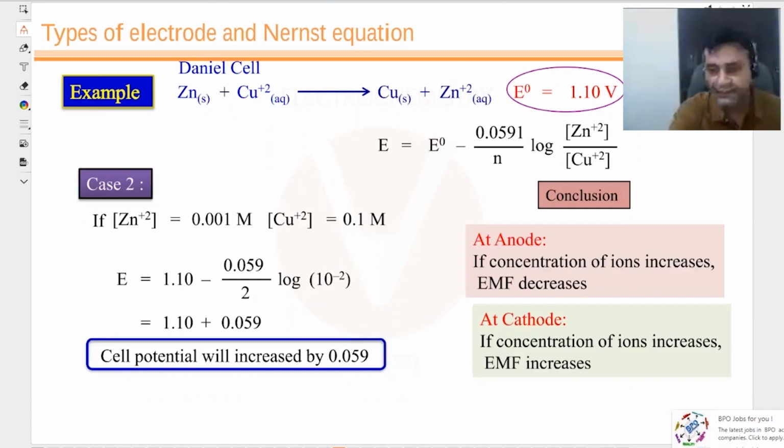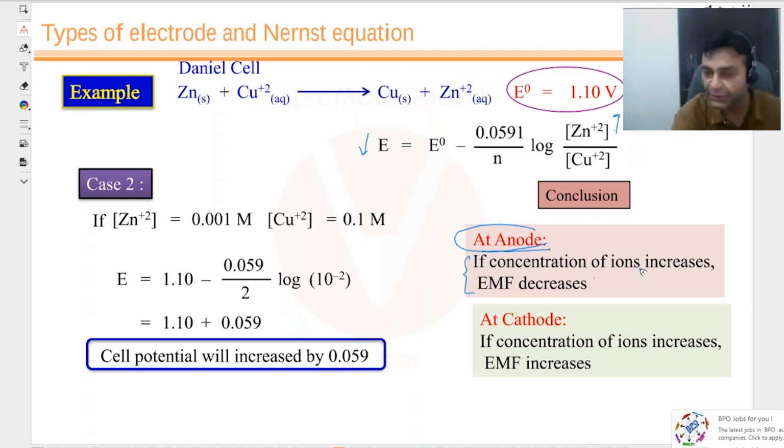So you can see here, a very important aspect. We calculated here the logarithm of zinc upon copper. If the concentration of the ions increases at the anode, where oxidation takes place, it means if the zinc ion concentration increases, this value increases, and the EMF will decrease. Yes or no? Are you getting me mathematically?